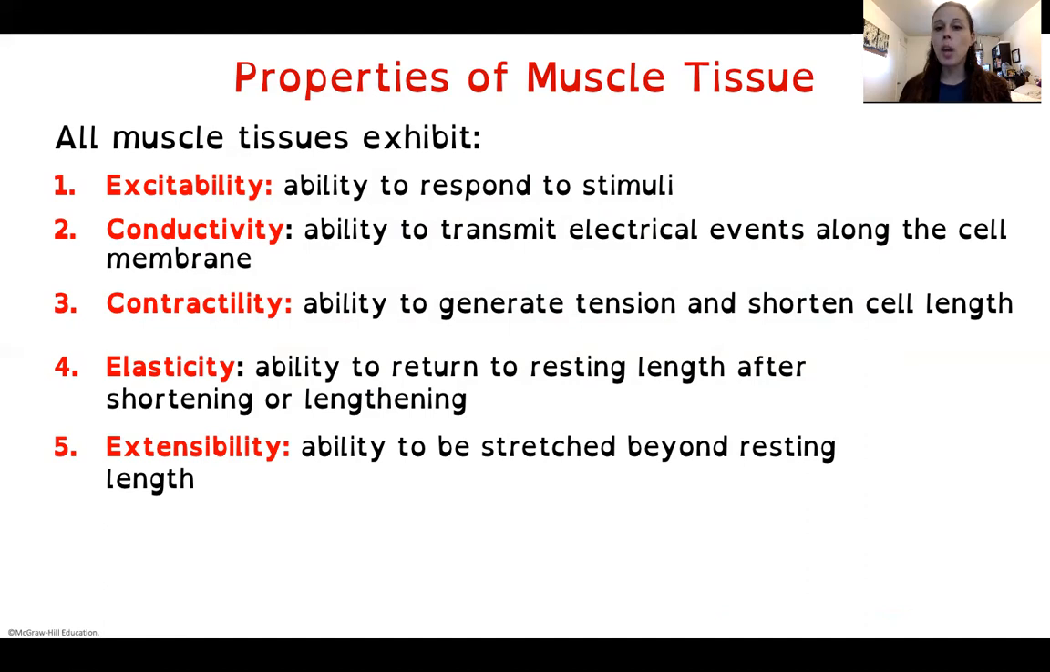So they are able to contract. At the same time, they are able to extend, to stretch out, and this is called extensibility. And then they are also elastic. They're able to return to their resting length after they shorten. Now, this is a little bit different than being stretched out beyond the resting length. When they are at the resting length, it means that they went back to the original shape. So that is elasticity. While extensibility means that they can actually be stretched out more than that.